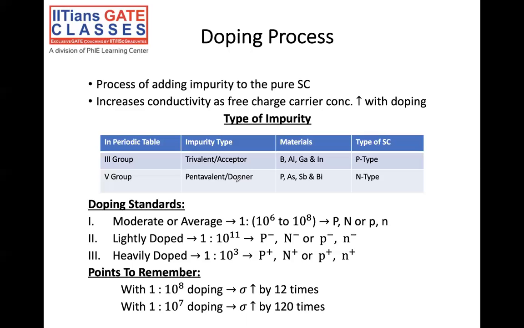You should remember these. And other points to remember are, with 1 is to 10 to the power 8 doping, we can increase the conductivity by 12 times. And with 1 is to 10 to the power 7 doping, we can increase the conductivity by 120 times. We can understand this in some examples later. So everything will be clear to you in the coming classes. Okay, so let's move on.